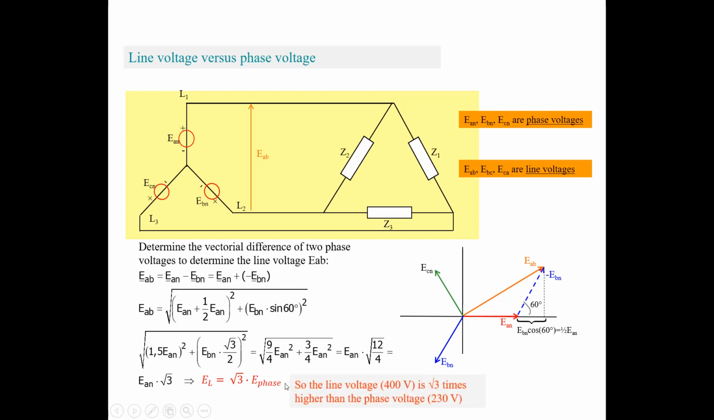Okay, so in a European system, like in the Netherlands, we have a phase voltage of 230 volt AC. So the line voltage between two phases is always 400 volt, which is the square root of 3 times 230 volt as a phase voltage.